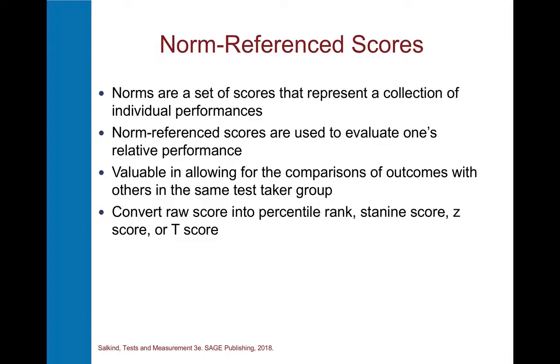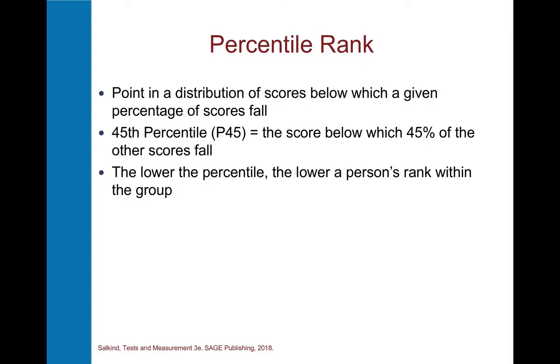Let's talk about norm reference scores. Norms are a set of scores that represent a collection of individual performances and is developed by administering a test to a large group of test takers. This complete set of scores then is the measure by which an individual score is compared to other test takers. There are various ways of calculating norm reference scores. We'll talk about percentile ranks, stanine scores, z-scores, or t-scores. We'll talk about deciles as well, which is kind of like a form of percentile ranks, except you're dividing it by a different denominator. Let's talk about percentile ranks first.